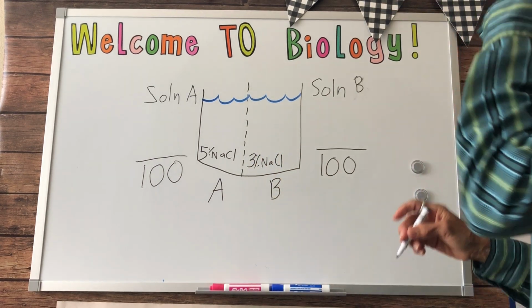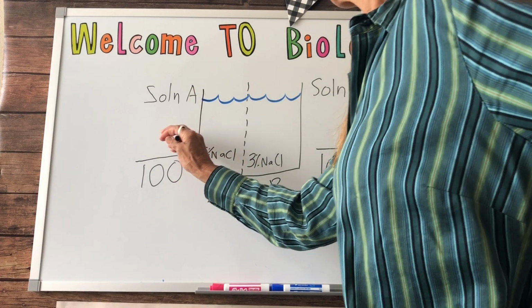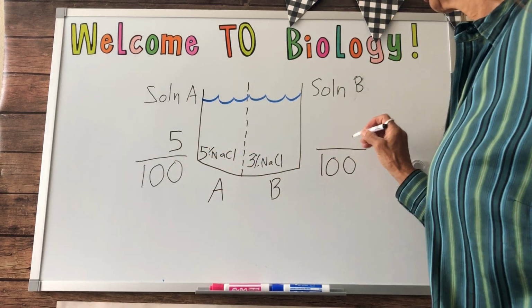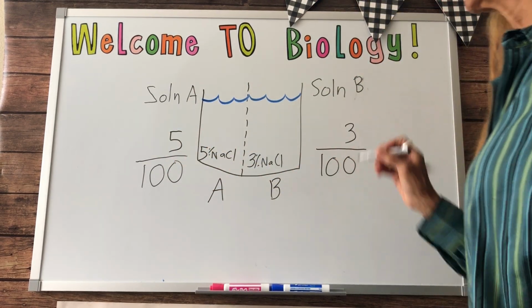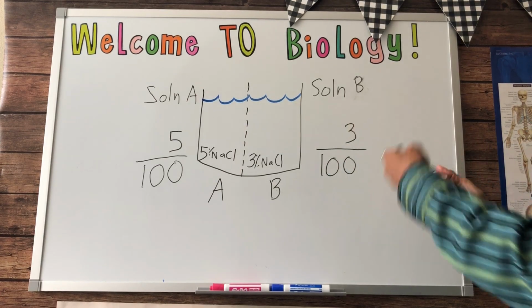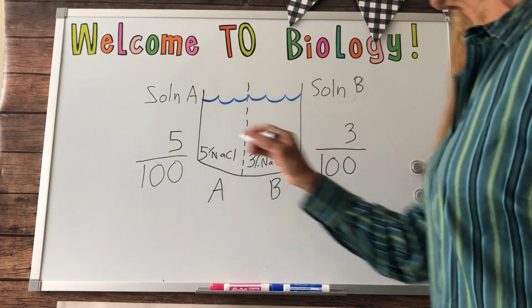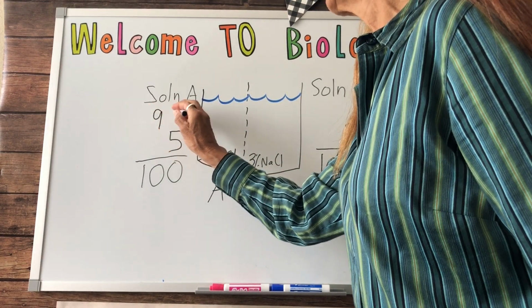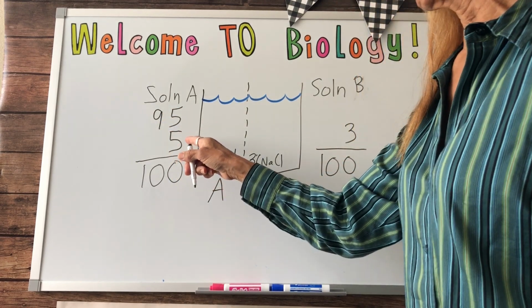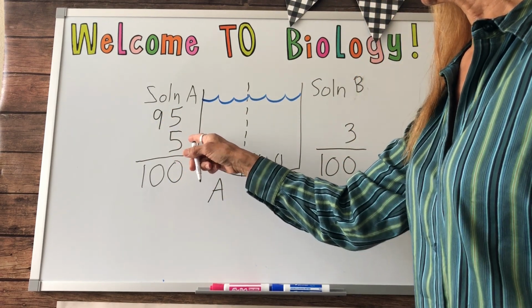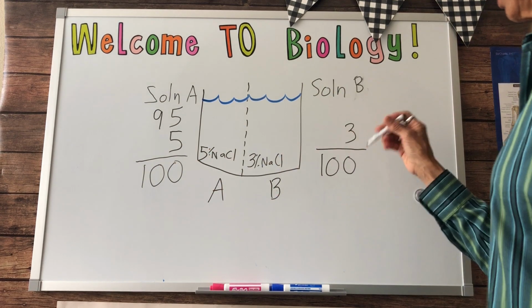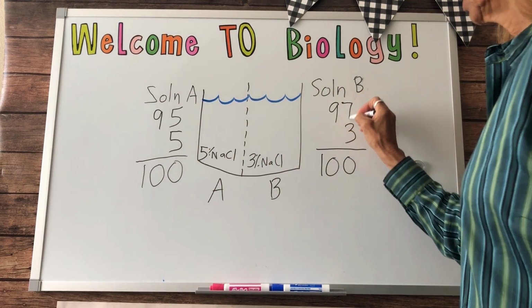So the first thing you want to do is determine the concentration of the water, because we are given the concentration of the salt, 5 and 3. We need to determine the concentration of the water. So in this case, it would be 95%, considering that if 5% is salt, then the remainder must be water. And on this side, 97%.